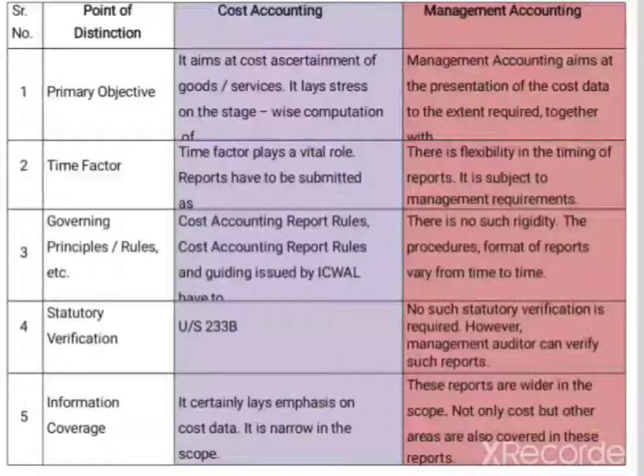So in the upcoming classes, we will be discussing more on cost accounting and what are the characteristic features, what are the limitations, and also the cost sheet preparation will be discussed. So far, I guess the theoretical aspects of different branches of accounting are clear to you all.